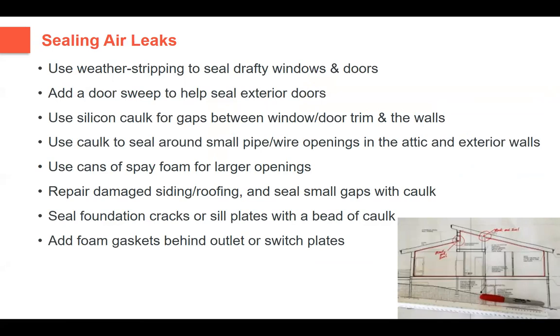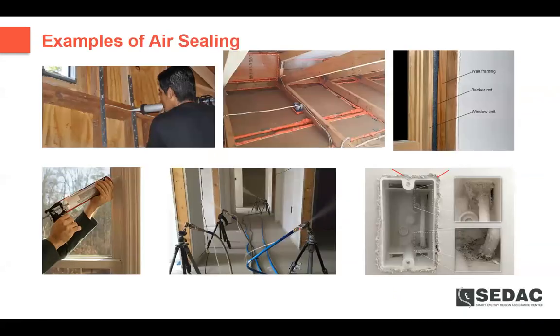And then foam gaskets between outlets and switch plates. Hopefully you don't need those, but they are very effective in older construction, or existing construction, such as my 100-year-old house, for reducing air leakage. So here are some examples of air sealing.